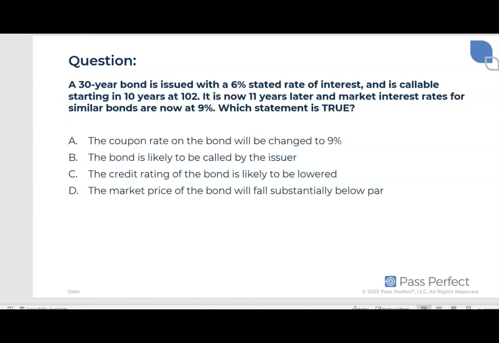A 30-year bond is issued with a 6% stated rate of interest and is callable starting in 10 years at 102. It is now 11 years later, and market interest rates for similar bonds are now at 9%. Which statement is true? A, the coupon rate of the bond will be changed to 9%. B, the bond is likely to be called by the issuer. C, the credit rating of the bond is likely to be lowered. D, the market price of the bond will fall substantially below par.